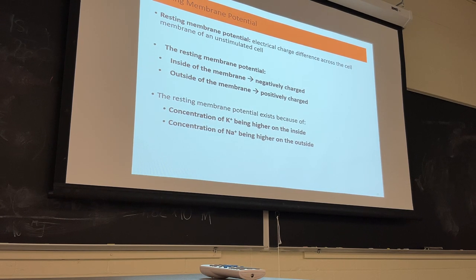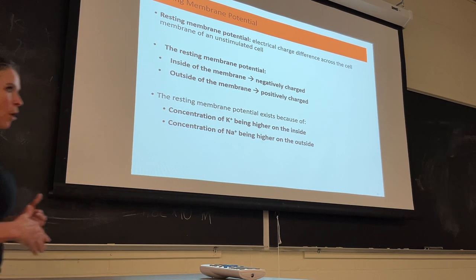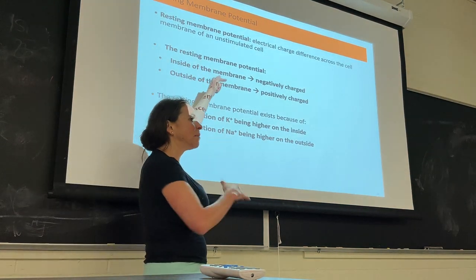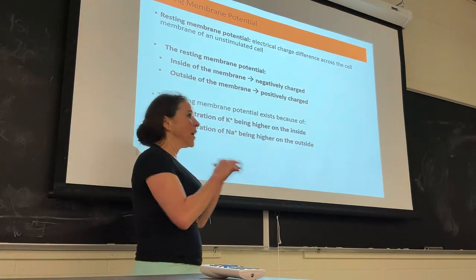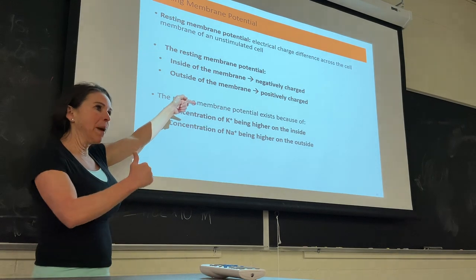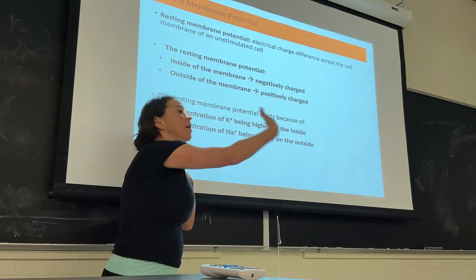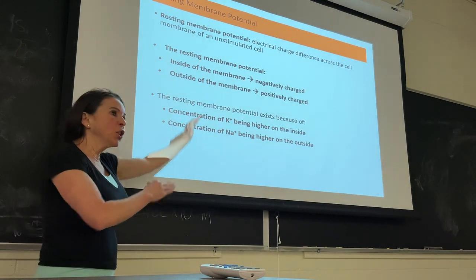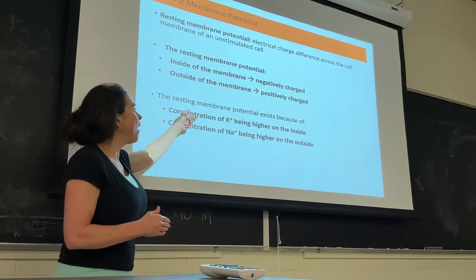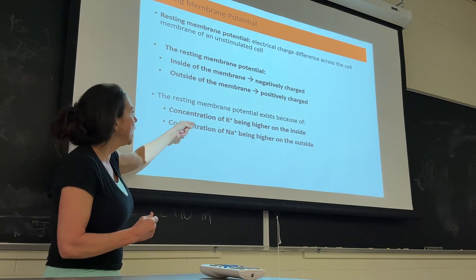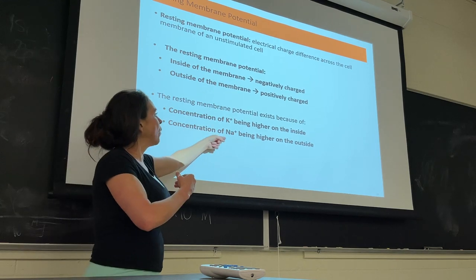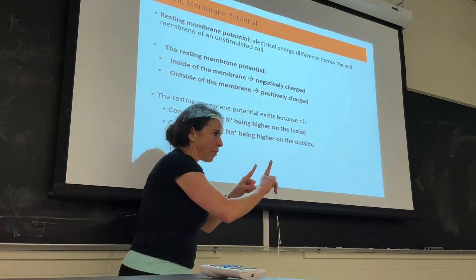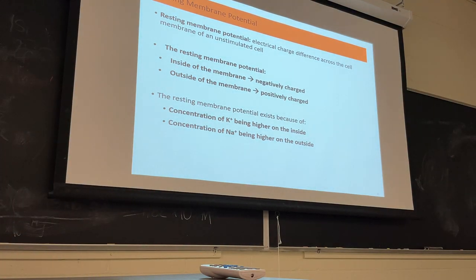Questions on this yet? We'll piece it all together as we move forward. Right now we're at rest. This is an unstimulated muscle fiber. So in an unstimulated muscle fiber, remember the resting membrane potential: I am negative on the inside, positive on the outside. This is due to these concentration differences of potassium and sodium. Potassium is much higher on the inside and sodium is much higher on the outside at rest. Moving on.